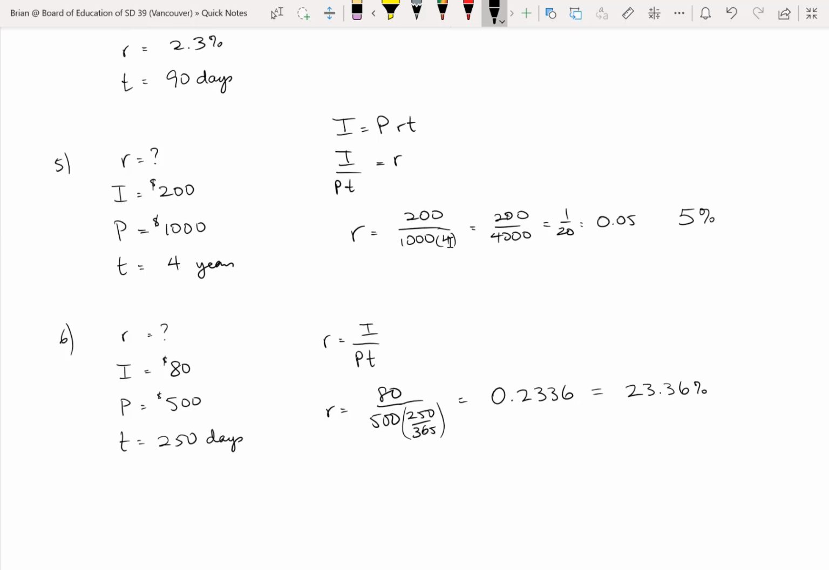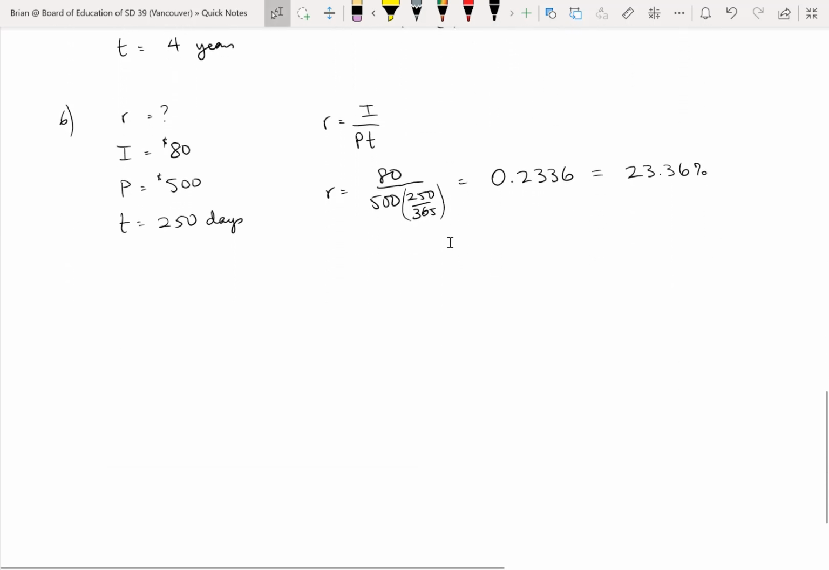Okay, so what's the last thing we're going to worry about calculating? It's the time. All right, so let's try a time example. How do we calculate time? Let's again go back to our I equals PRT. And if we want to isolate T, we're going to divide both sides by PR. So T equals I divided by PR.